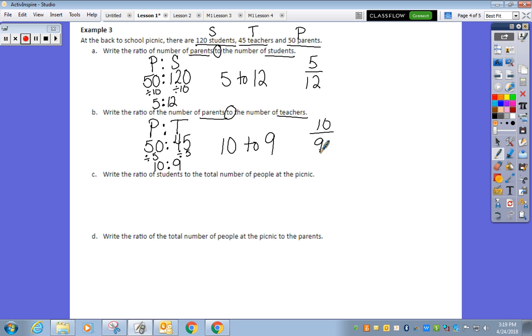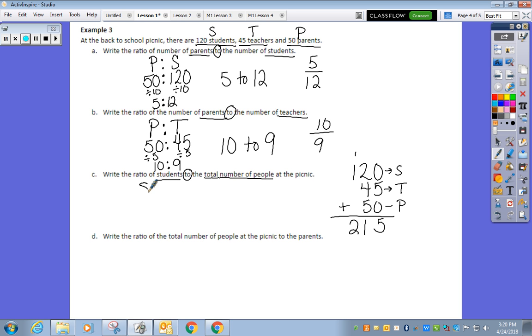Okay, so for the next one, we're going to write the ratio of students to the total number of people at the picnic. So what this means is I have to find the total. The total does include the students. So I'm adding all 3 numbers together, the students, the teachers, and the parents, in order to find my total. And I get 215 as my total.